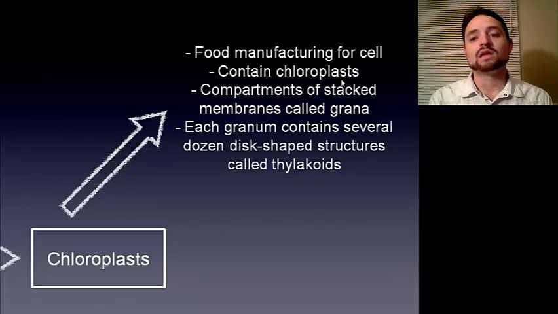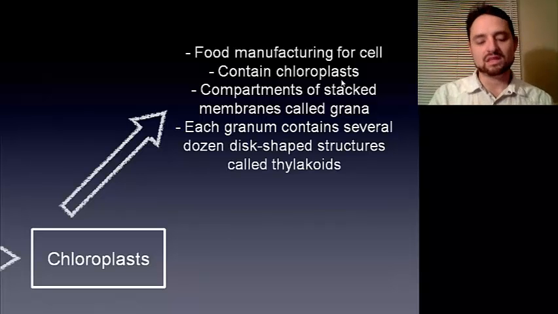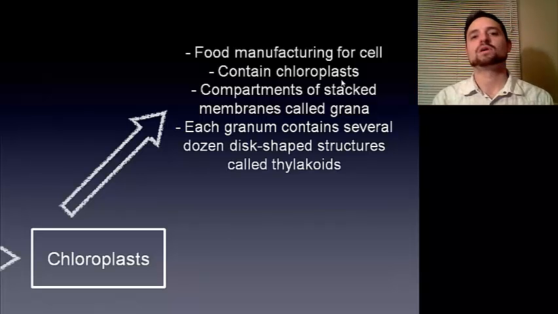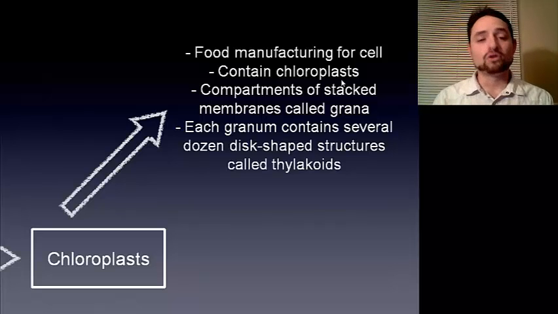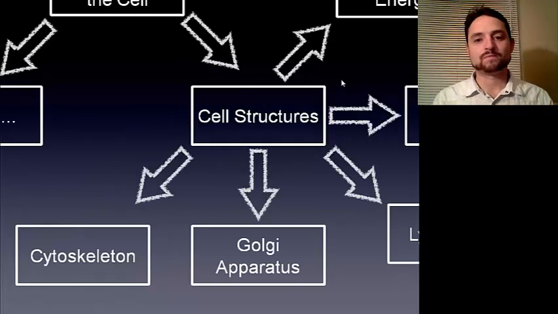Each grana contains several dozen disc-shaped structures called thylakoids, and each cookie would be a thylakoid. In these thylakoids is where that chlorophyll is located, and that's where photosynthesis takes place. That's where the sugar molecule is made, and that sugar molecule is really the energy source that we need as animals, to make all the ATPs that we make. Very important.